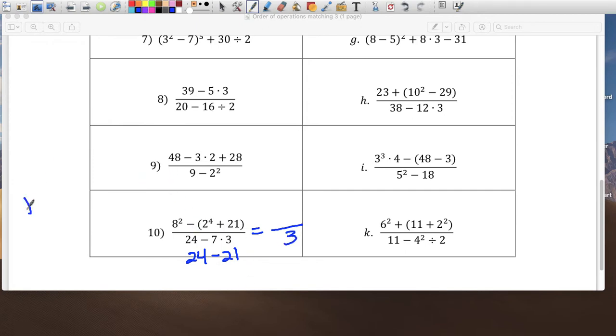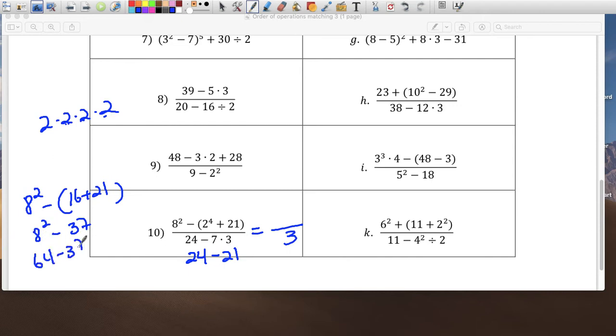On the top, 8 squared minus, let's do the parentheses. Inside the parentheses, 2 to the 4th, remember, is 2 times 2 times 2 times 2. 2 times 2 is 4, 4 times 2 is 8, 8 times 2 is 16, so that becomes 16 plus 21, which is 37, I think. Now there's nothing else to do in the parentheses. Let's take care of our exponents. 8 to the second power is 64 minus 37, and it's going to be 27. So now we have 27 over 3, which is the same thing as just simply 9. Last one. Let me pick I.